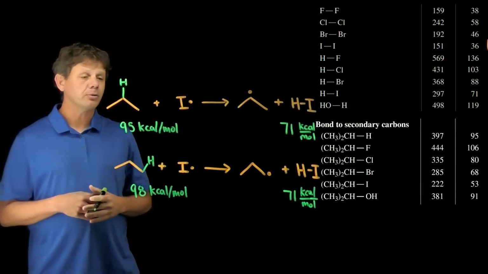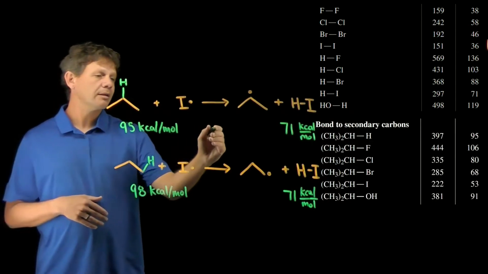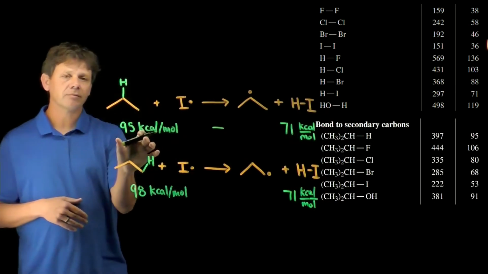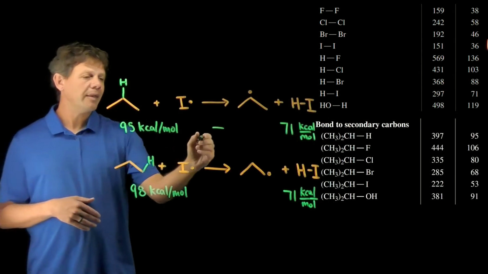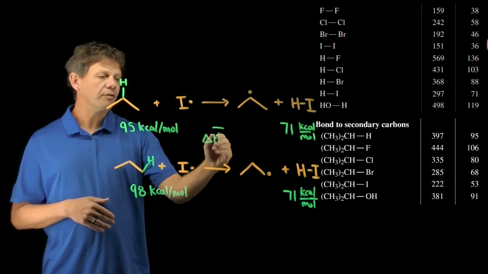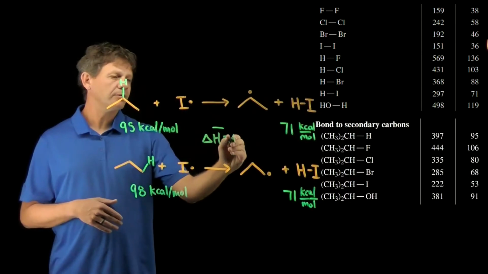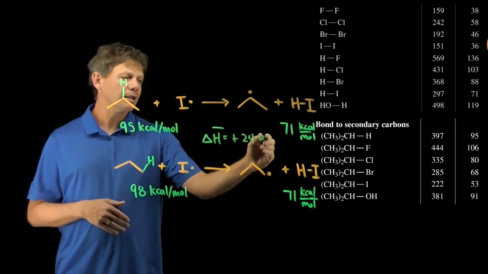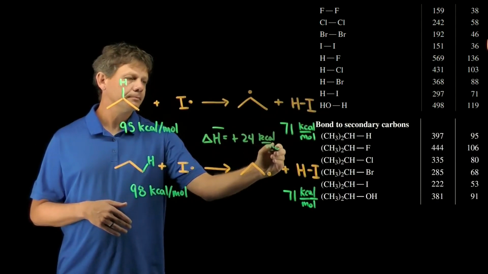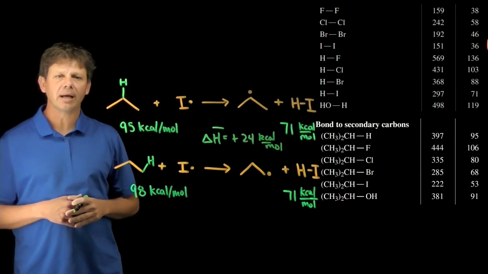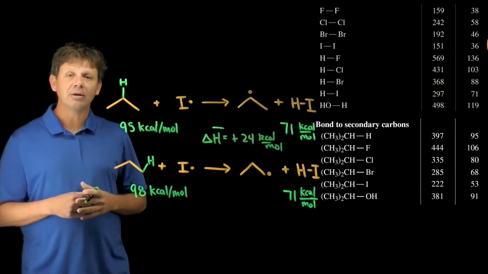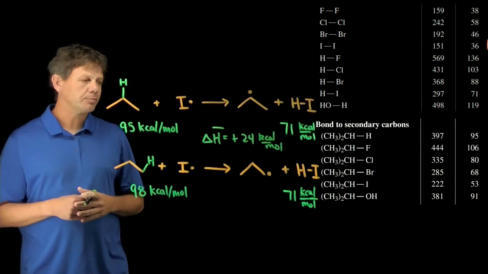And so we can simply do the calculation where we subtract the bonds formed from the bonds that are broken. And that's going to give us, for the first step, a delta H of plus 24 kilocalories per mole. So formation of the secondary radical is endothermic by 24 kilocalories per mole.